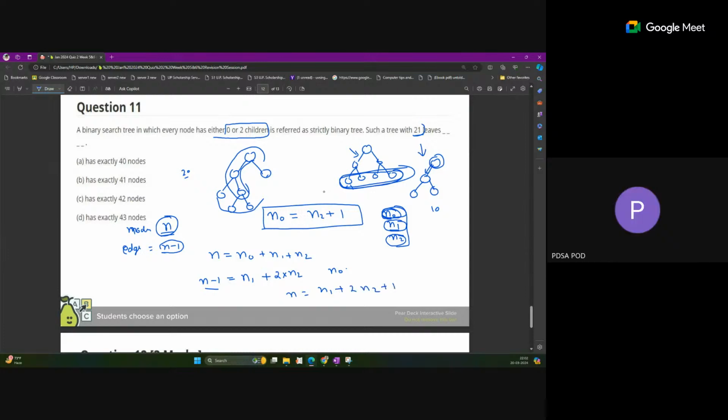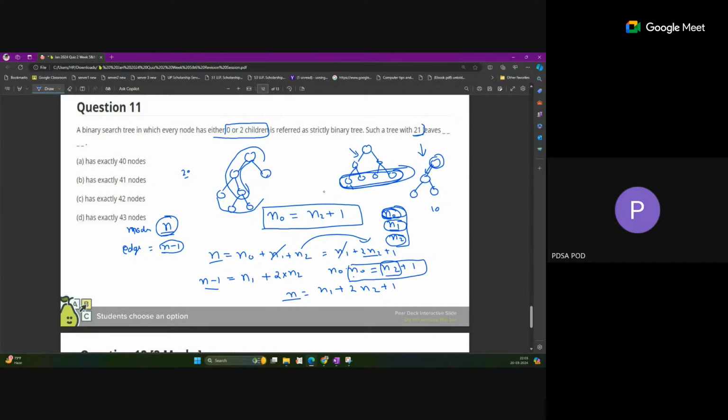Plus 1. Now this n and n are both the same, so we can make them equal: n1 plus 2 n2 plus 1. Now n1 is cancelled, and you can see the 2 n2 terms. If we move them, this will remain n2 plus 1 equal to n0. So the number of leaf nodes is always one greater than the number of nodes which have two children. This property works in all types of trees.